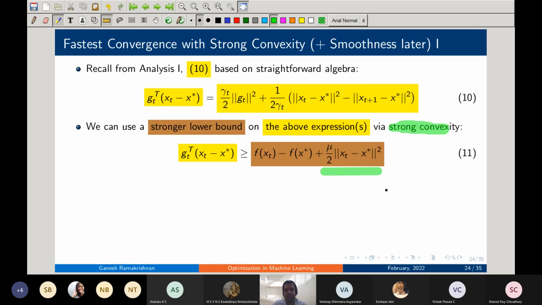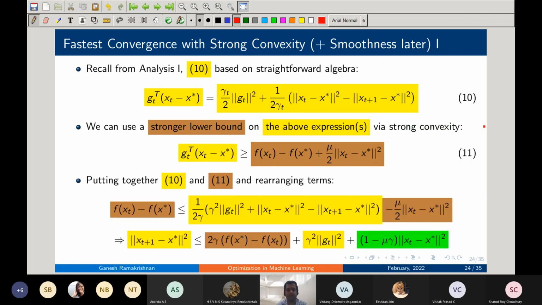Well, we can put these two together, right? We can combine 10 and 11. Putting 10 and 11 together. Again, it's going to be rearrangement of terms. So f of xt minus f of x star, you bring to the left hand side. And that's what we have done here. Oh, sorry. I have not brought it to the left hand side. I've just flipped the inequality. Yeah, so I have flipped the inequality here.